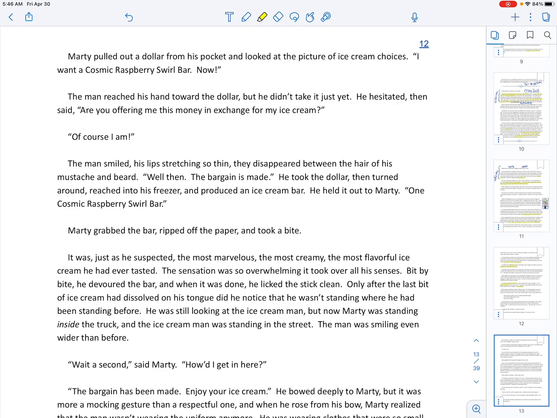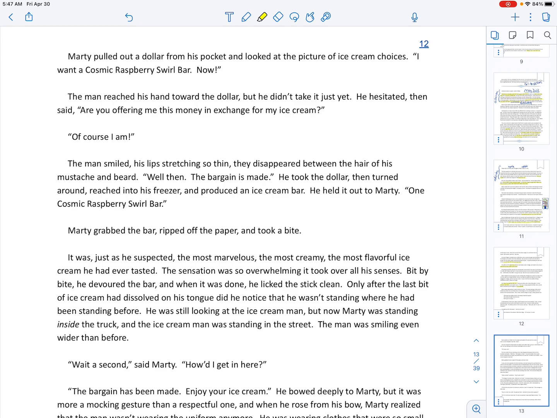The man reached his hand toward the $1, but he didn't take it just yet. He hesitated and then said, "Are you offering me this money in exchange for my ice cream?" "Of course I am." The man smiled, his lips stretching so thin they disappeared between the hair of his mustache and his beard. "Well then, the bargain is made." He took the $1, then turned around, reached into his freezer, and produced an ice cream bar. He held it out to Marty. "One cosmic raspberry swirl bar."